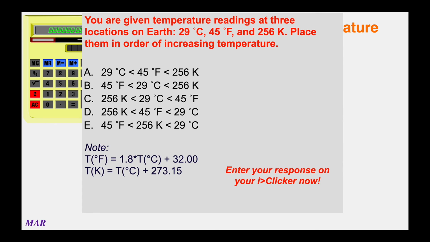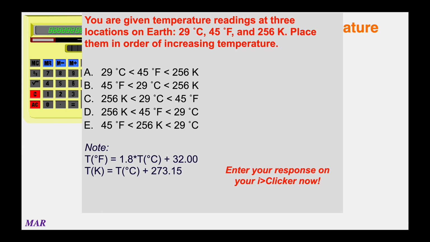So here are temperatures that you can read, that you can actually experience on the Earth. 29 Celsius, 45 Fahrenheit, 256 Kelvin. Let's put them in order of increasing temperature, all right? What I would do in a problem like this is use Celsius as the halfway. So I would turn Kelvin to Celsius, and I would turn Fahrenheit to Celsius and see which one it is. So in this particular one then, 256 Kelvin, you would subtract 273.15 from it to get the value.